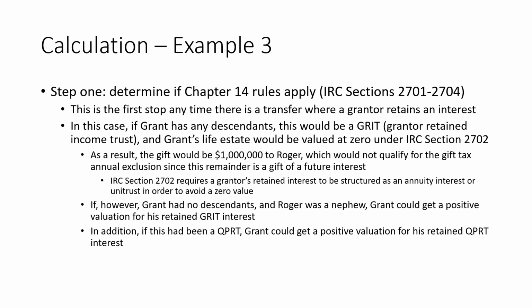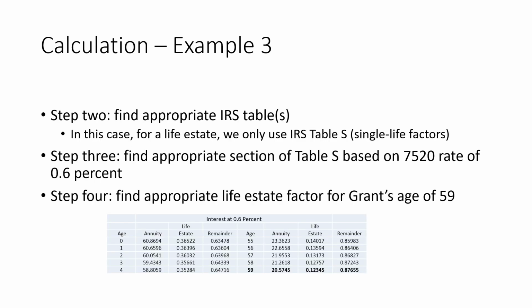Now, there is a carve-out under Code Section 2702 and its regs, which still allow certain types of retained interest life estate forms of trust. So, for example, if Grant had no descendants and Roger was a nephew, then Grant could get a positive valuation for his retained GRIT interests. And if this had been a QPRT, Grant could have gotten a positive valuation for the retained QPRT interest as well. And in either one of those cases, we'd use the same typical calculation.